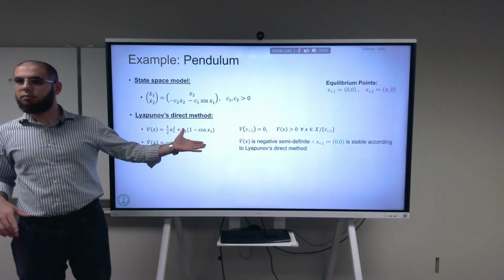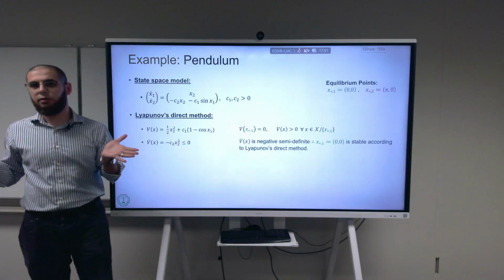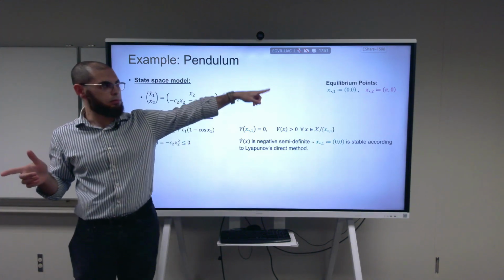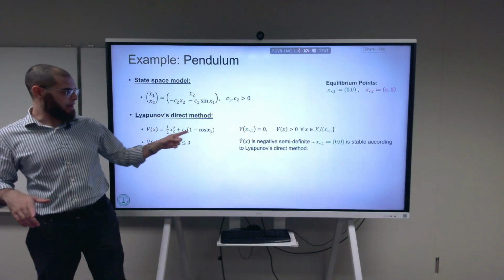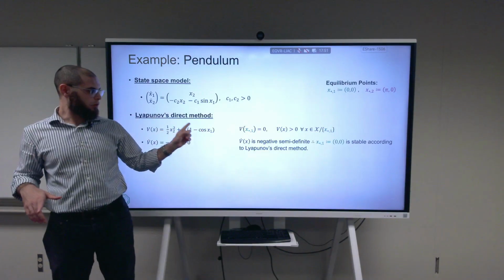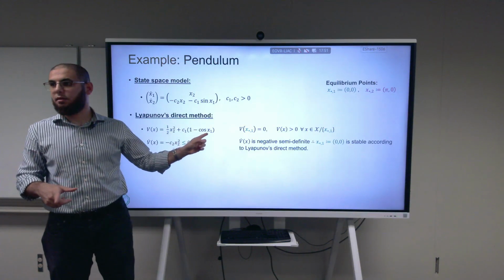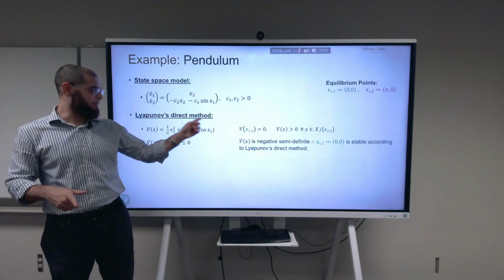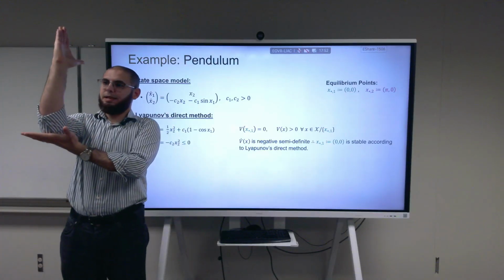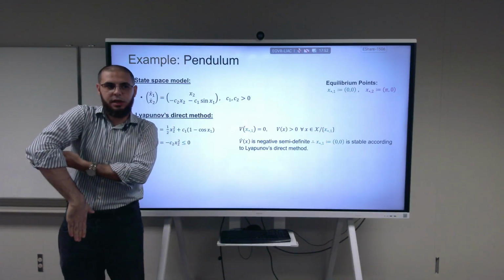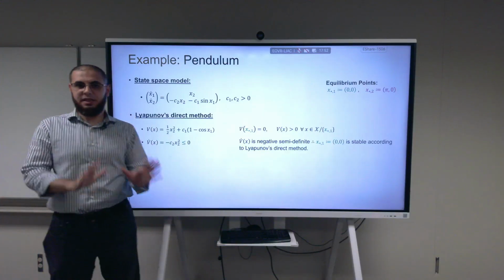Make sense? Remember we had 2 equilibrium points, right? What about the other equilibrium point? Does anyone remember what it was? Pi and 0. So if I put here pi and 0, then I get here 0. And if I put here pi, 1 minus negative 1, then I'd have the 2. So V of x, you see, at the top position is 2, and at the bottom position is 0. And everywhere else it is positive. Okay? So this is how the V of x looks like.